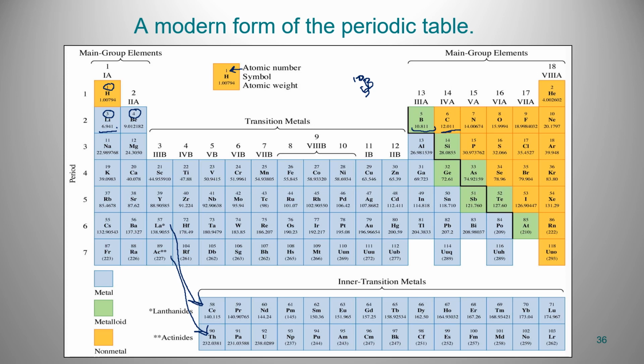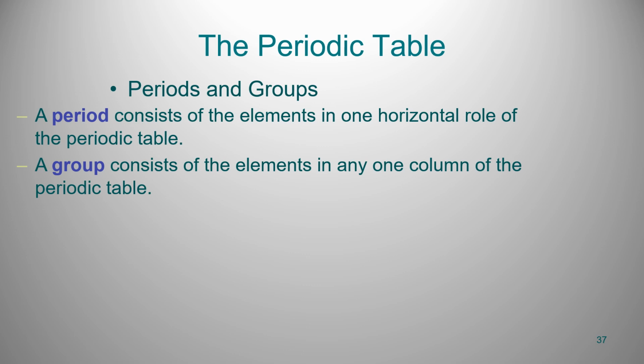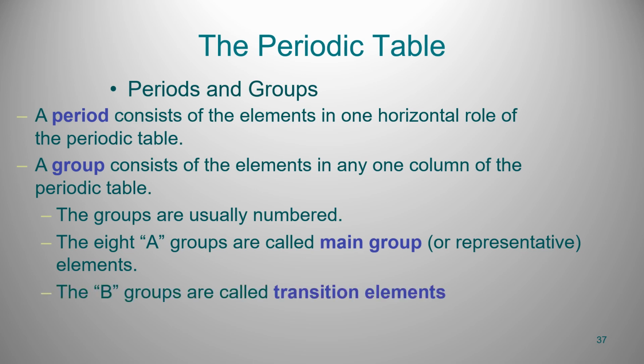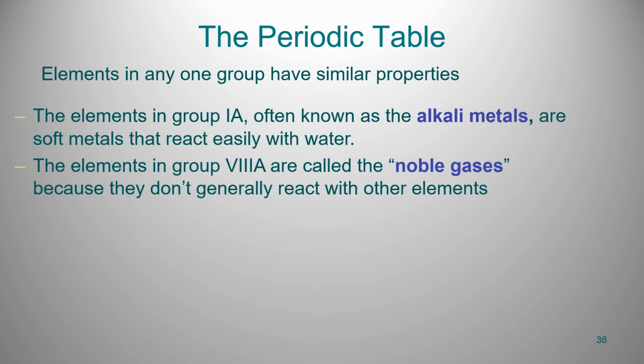So anyway, you can get a lot of information. Don't panic, because this will always be available to you for tests. But let's move on. Again, a period consists of all the elements in a horizontal row. A group consists of the elements in any one column. Groups are numbered. There are 8 A groups, which are the main groups, or sometimes also called the representative elements. The B groups are called transition elements, and the other 2 rows at the bottom are called inner transition. I've already gone over these.